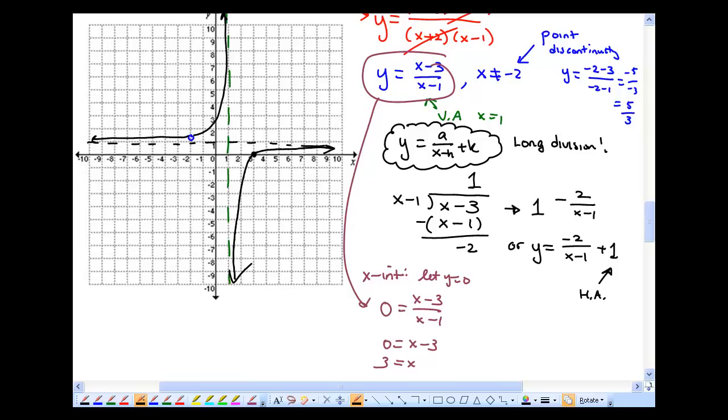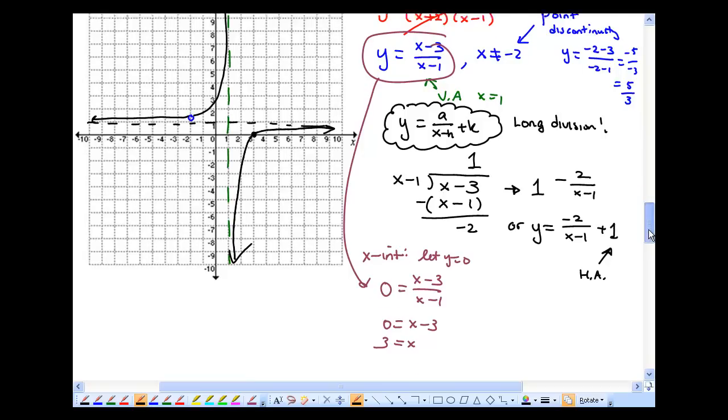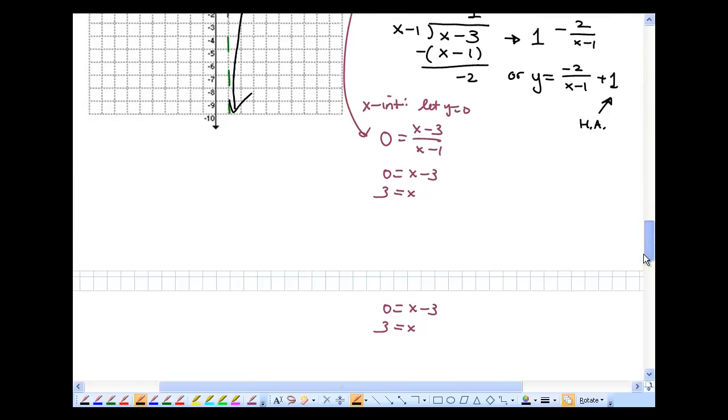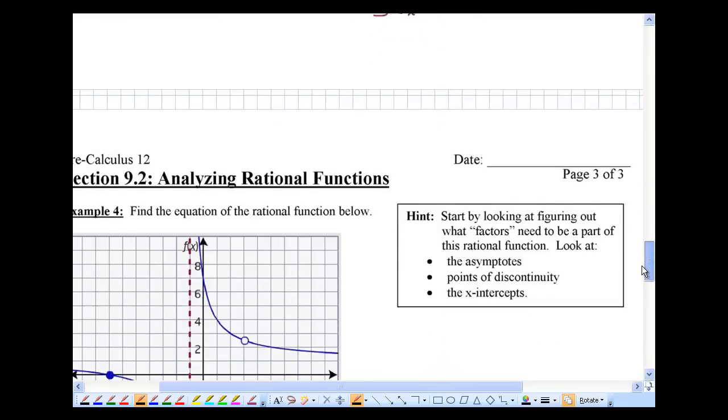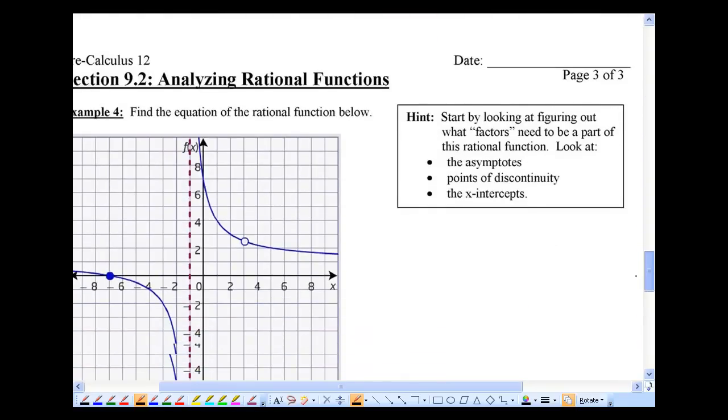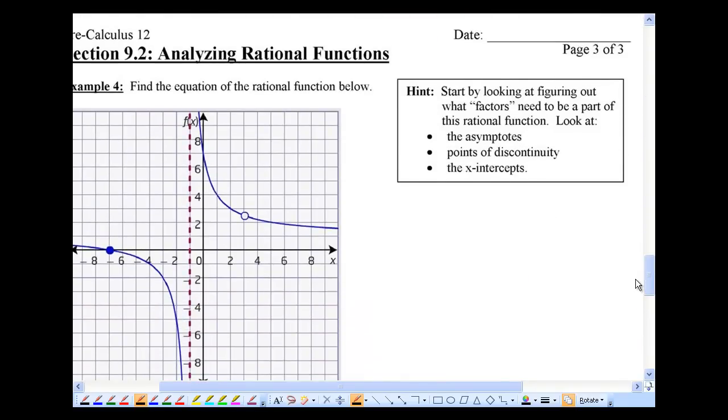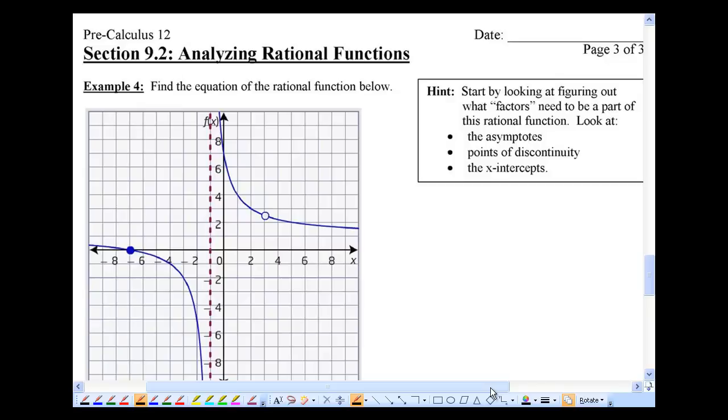Let's do some more analyzing on page 3. This time I'm switching it up. I'm giving you the graph. You find the equation. And I've given you a set of hints here too, right? It says start by figuring out what factors need to be part of this rational function, right? So build up the factors.